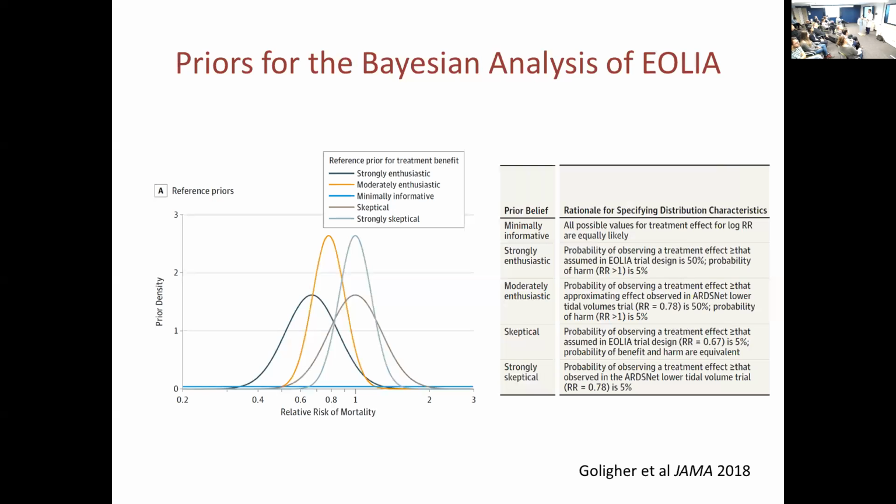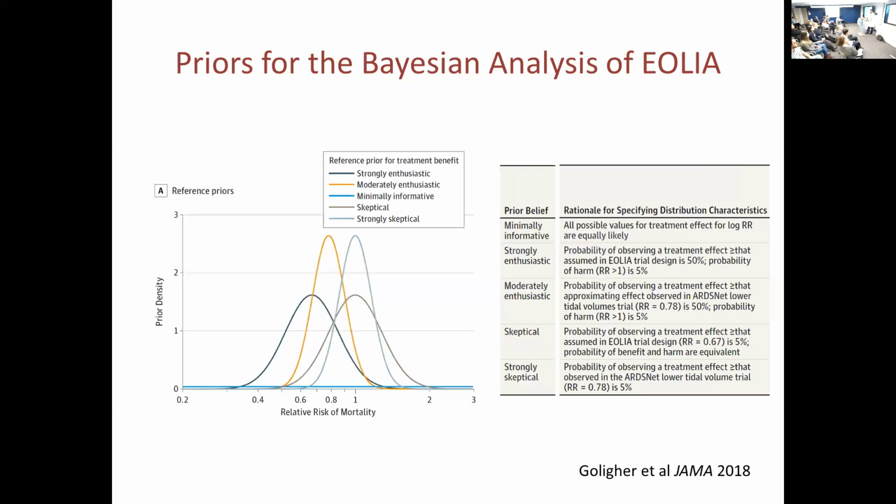This is the one represented by the flat blue line. And this prior essentially is equivalent to having no prior information about treatment effect. And if you combine this minimally informative prior with the data that you observe in the trial, it basically turns your confidence interval into a Bayesian credible interval and allows you to have a Bayesian and therefore a more informative interpretation of the confidence interval.